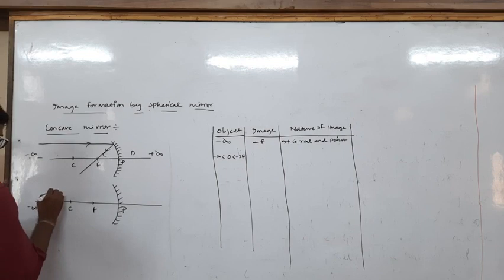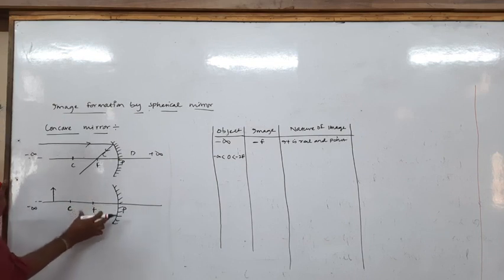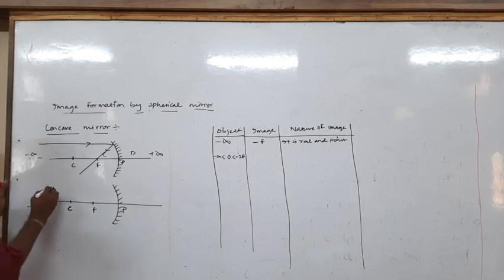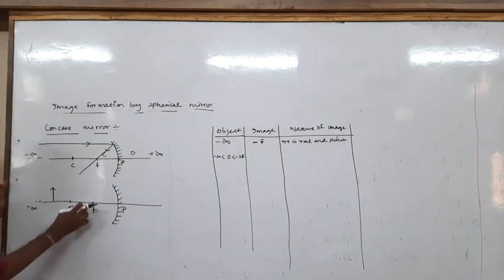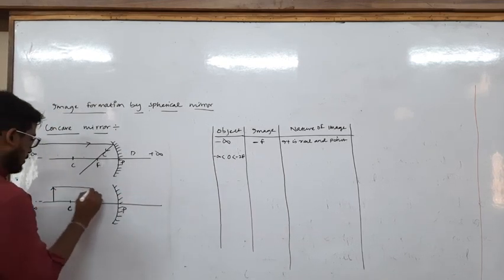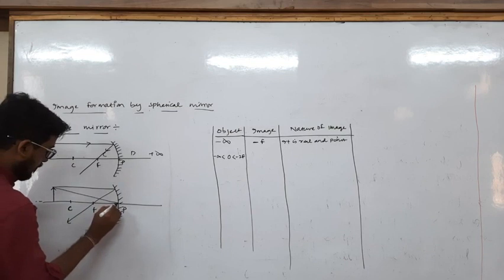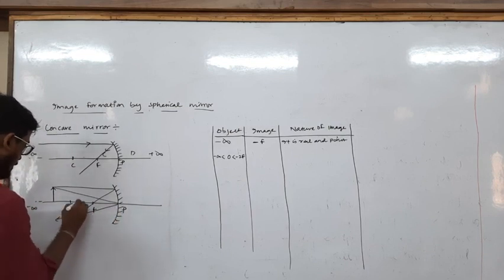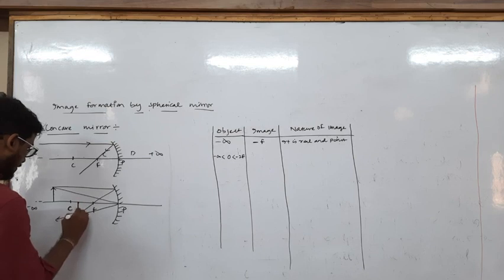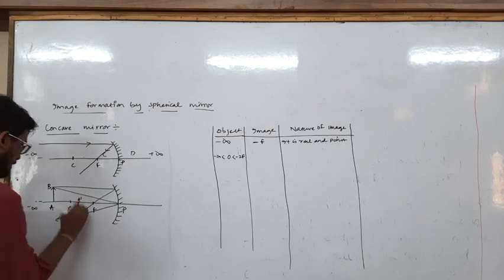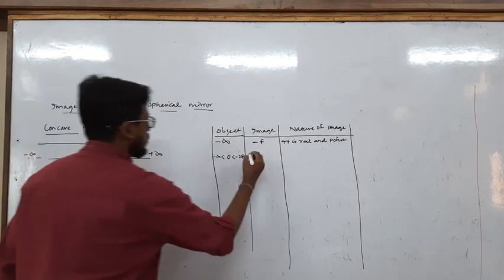So if the object lies within this place, that is from minus infinity to the center of curvature, which is equal to 2 times the focal length, that is minus 2f. So if the object lies between minus infinity and the center of curvature, if this is the region A, the image will lie between C and F, that is the region B. If this is A, B, the image will be A dash, B dash. Clear?